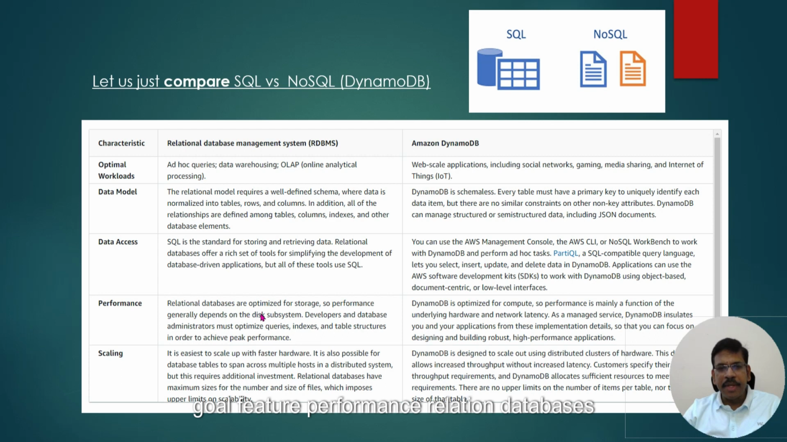Performance. Relational databases are optimized for storage, and DynamoDB is optimized for performance. Scaling. In case of scaling, relational databases scale vertically. You can do it horizontally, but mainly you can scale it vertically. You can increase the power of CPU or RAM, etc. But DynamoDB scales out using distributed clusters of hardware. So horizontal scaling is very good in DynamoDB.